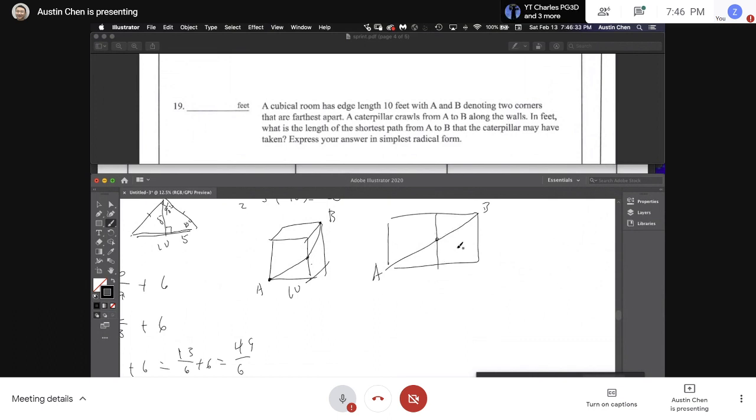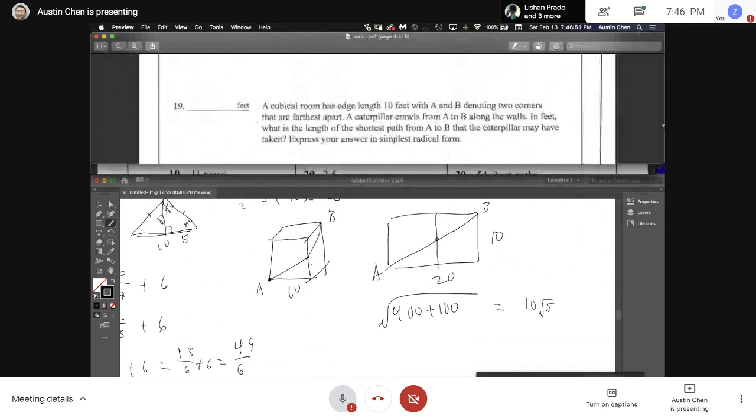Okay, and then we just want to find this. We can even use this figure to find what the length is. This is going to be 20, this is going to be 10. So then it's just going to be Pythagorean theorem rooted, and this is just 10 root 5. And that's going to be our answer.